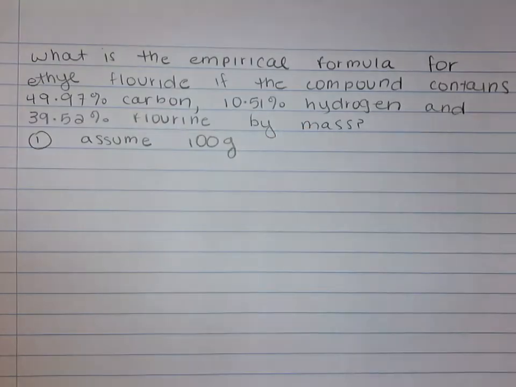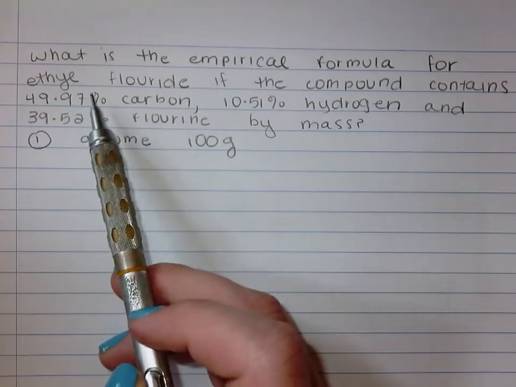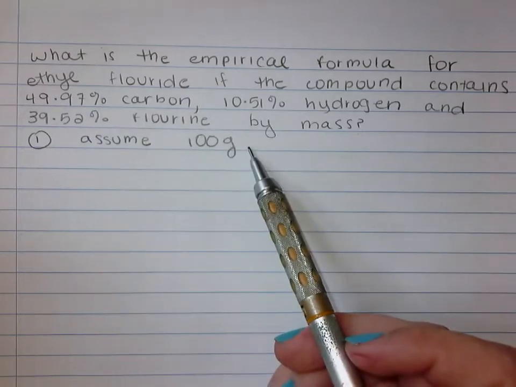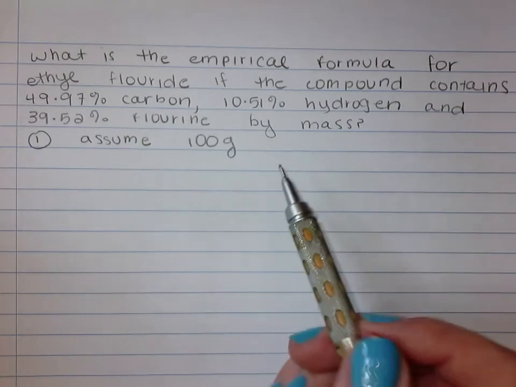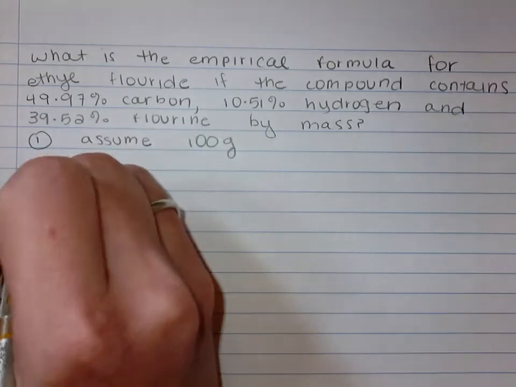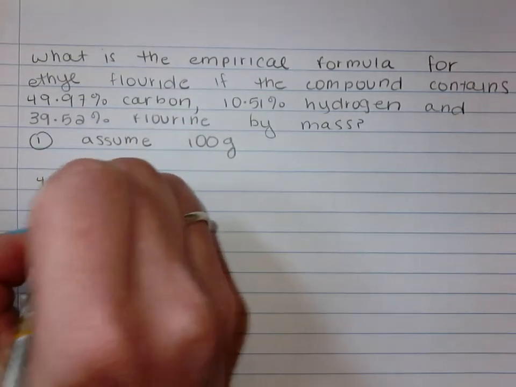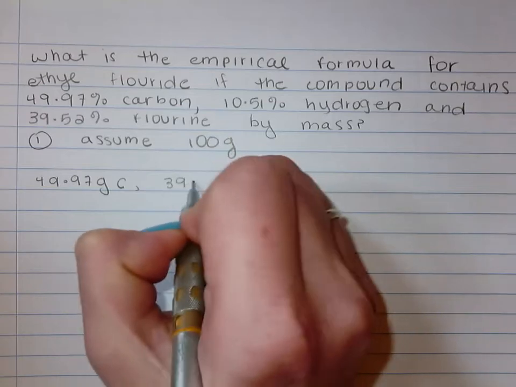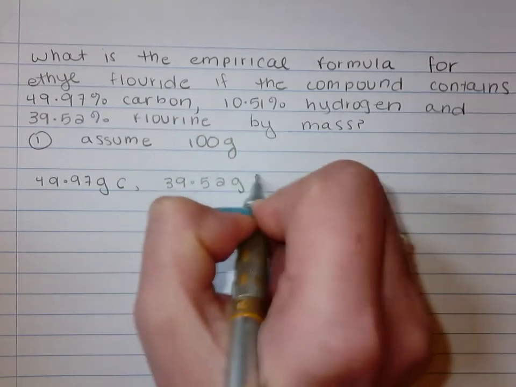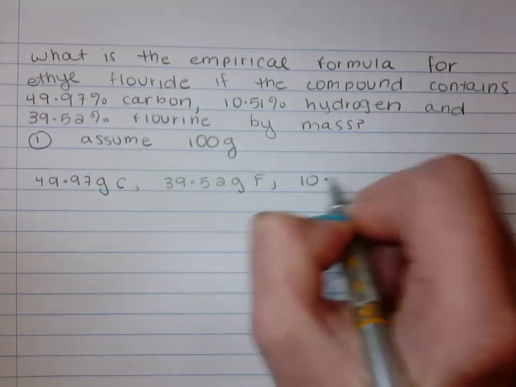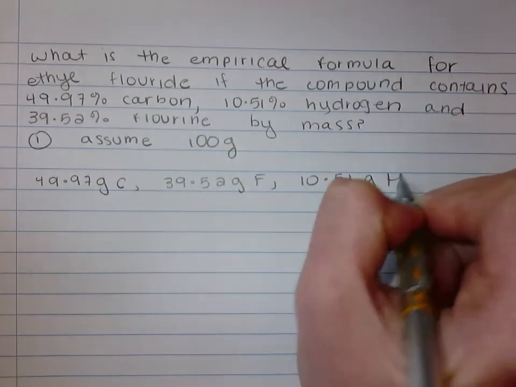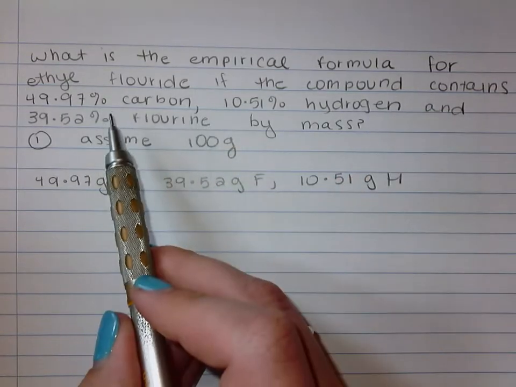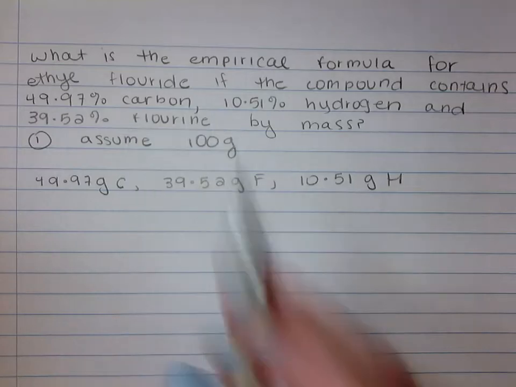And this makes our life a lot easier because we know that 49.97% of 100 grams is just 49.97 grams. So we know we have 49.97 grams of carbon, 39.52 grams of fluorine, and 10.51 grams of hydrogen. And this is all based on our percentages given in the problem statement.